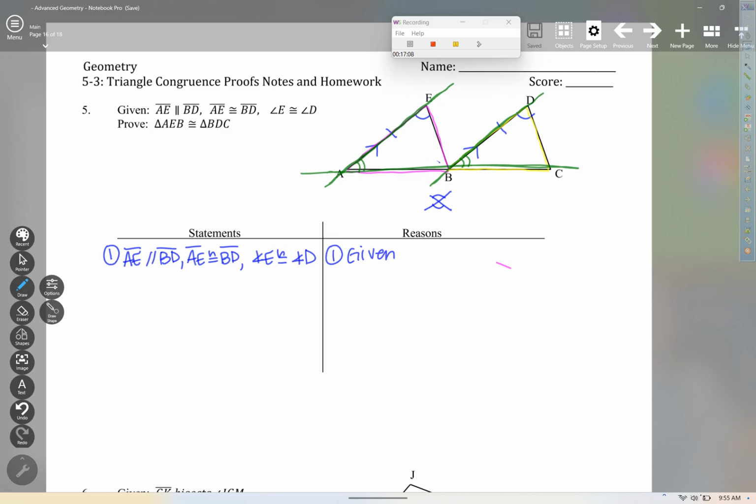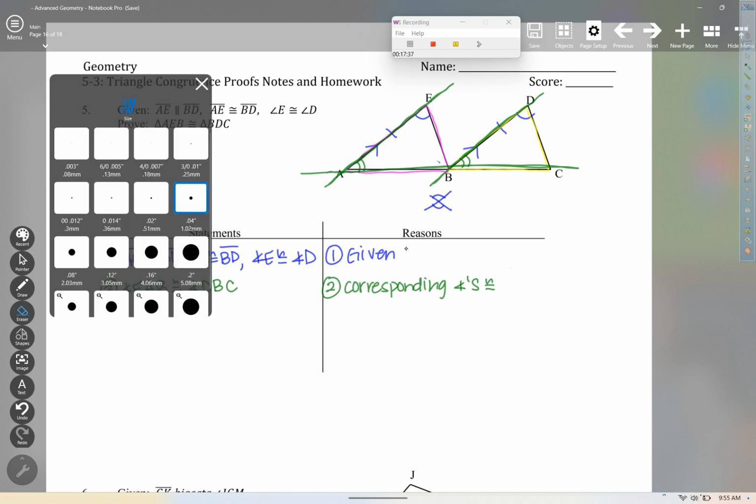So step 2, I have to say angle EAB is congruent to angle DBC. And these are corresponding angles. So that was from chapter 2. And they're congruent. So corresponding angles that are congruent.